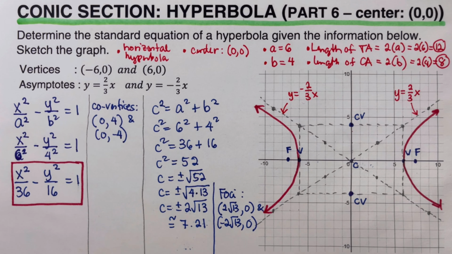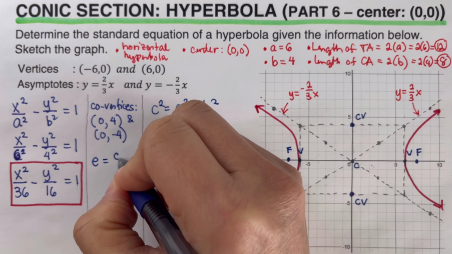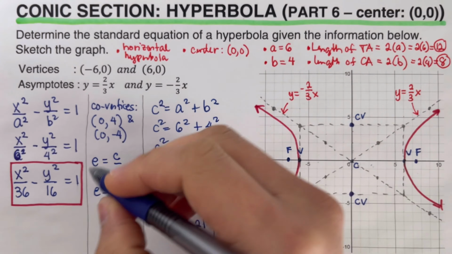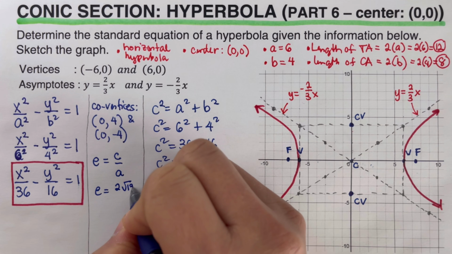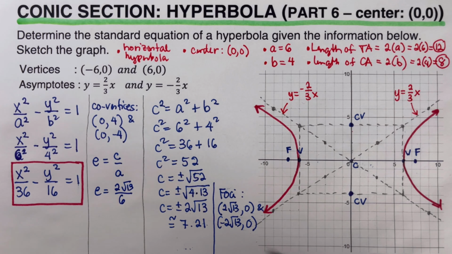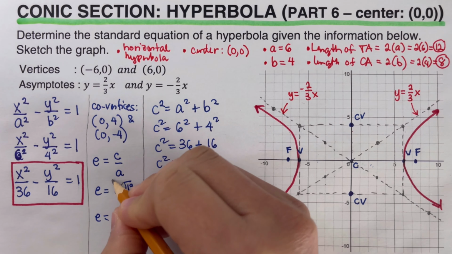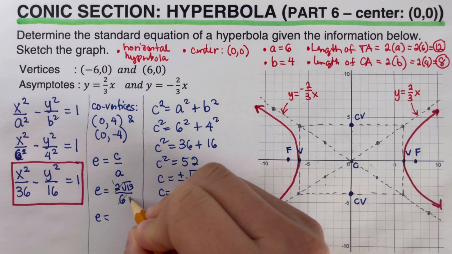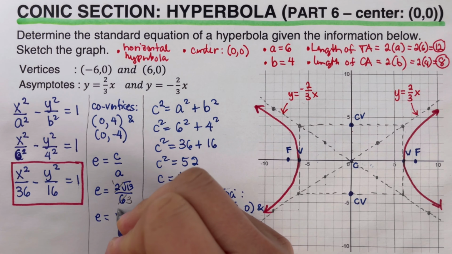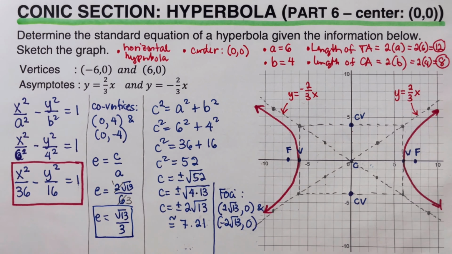Now, let's determine the eccentricity of this hyperbola. We remember that eccentricity is c over a. Our c value is 2 square root of 13, so I plug that in here. That is over the value of a, which is 6. We can simplify this further. This would give us e is equal to, there's one 2 in 2 and there's three 2's in 6. So then the eccentricity of this hyperbola is square root of 13 over 3. Now let's move on to the next example.